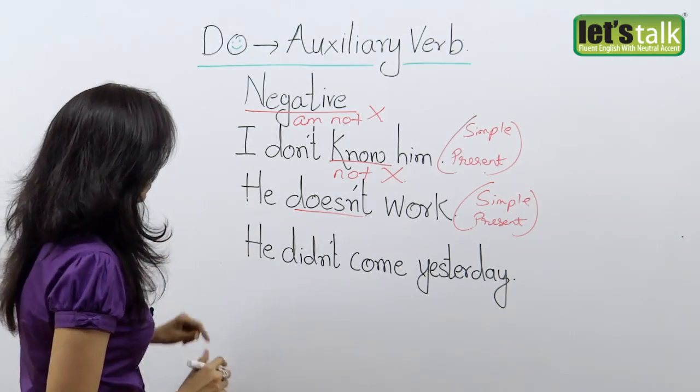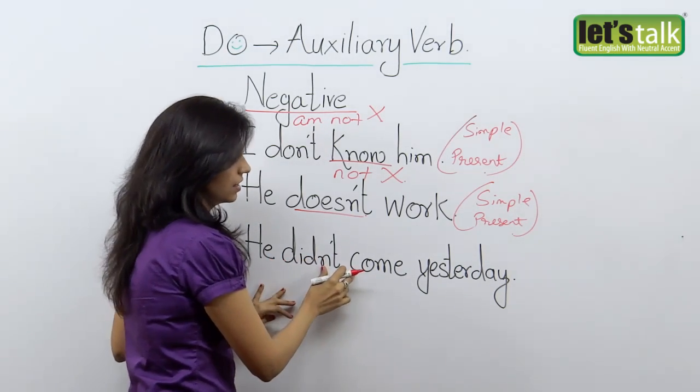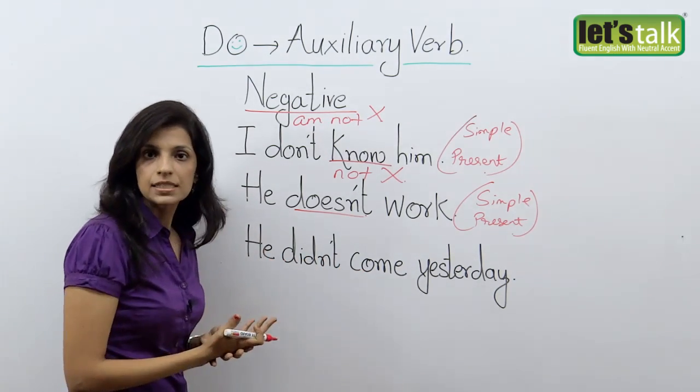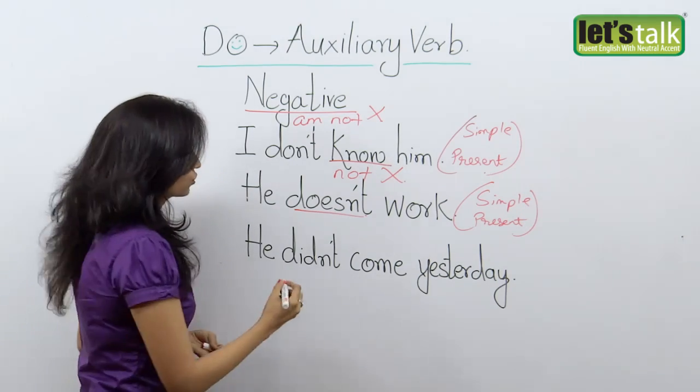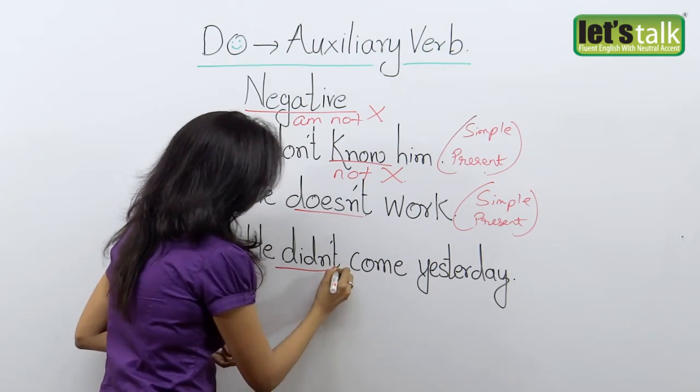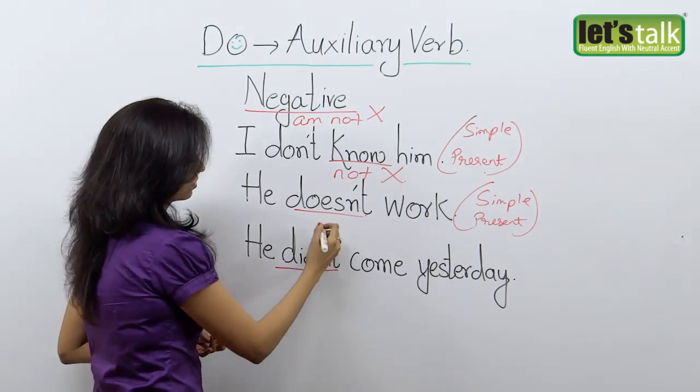Moving on to the next example, he didn't come yesterday. Now, I am talking about something in the past. I am making a negative statement. So, I have to use the auxiliary did, which is did not.